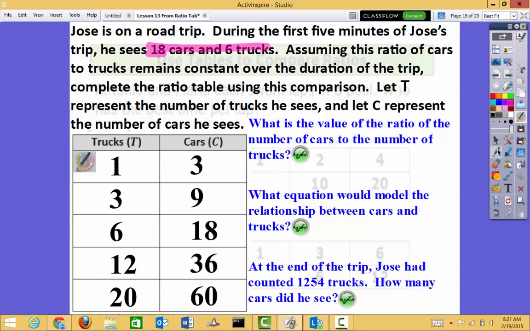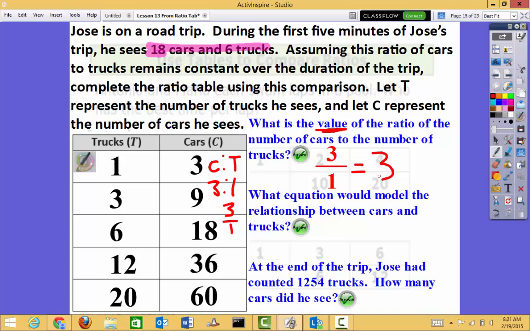And now I'm ready to begin. What is the value of the ratio, the number of cars to the number of trucks? So it's saying, what is the value of the ratio of cars to trucks? Well, it's 3 to 1. And value, that keyword, means what? It means I'm going to write it as a fraction. That's 3 over 1. That's going to simplify to just 3. So that is my value.